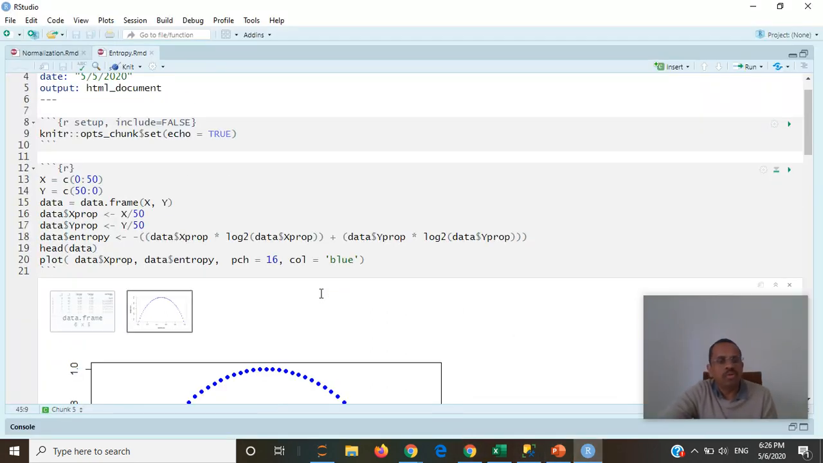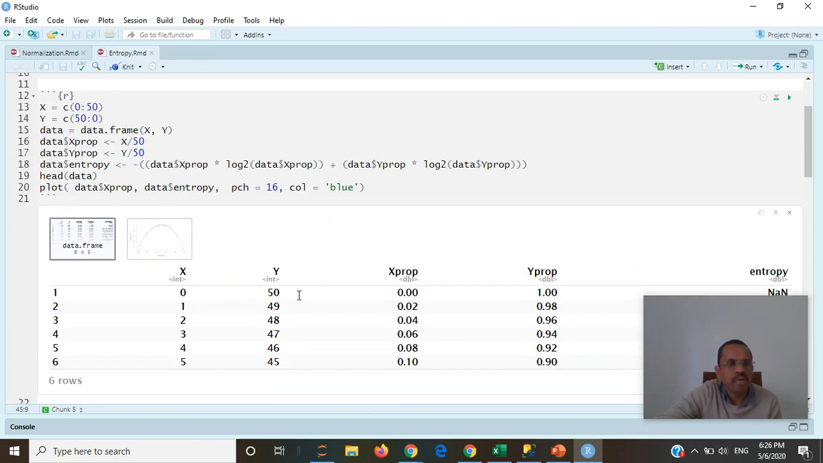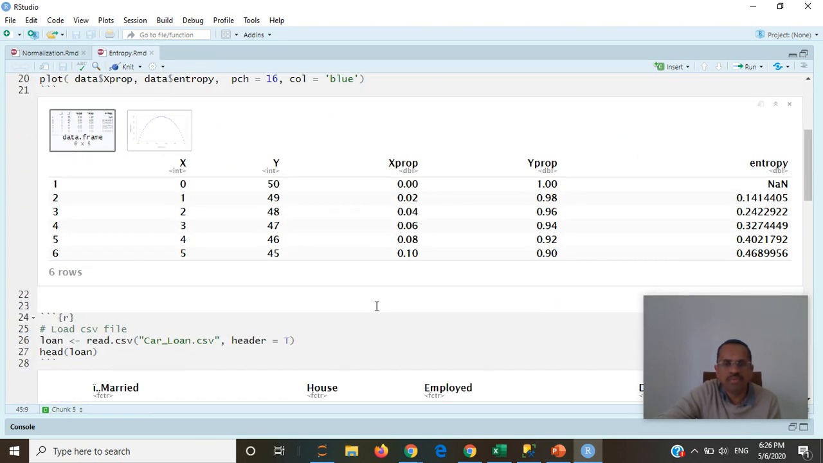So to know the entropy: entropy means impurity, simply speaking. So just replace entropy with impurity, it will make the matter easy. So I created this table. These are the first few rows of the created table where I created x value, y value. The x value goes from 0 to 50. Y values go in reverse order from 50 to 0.